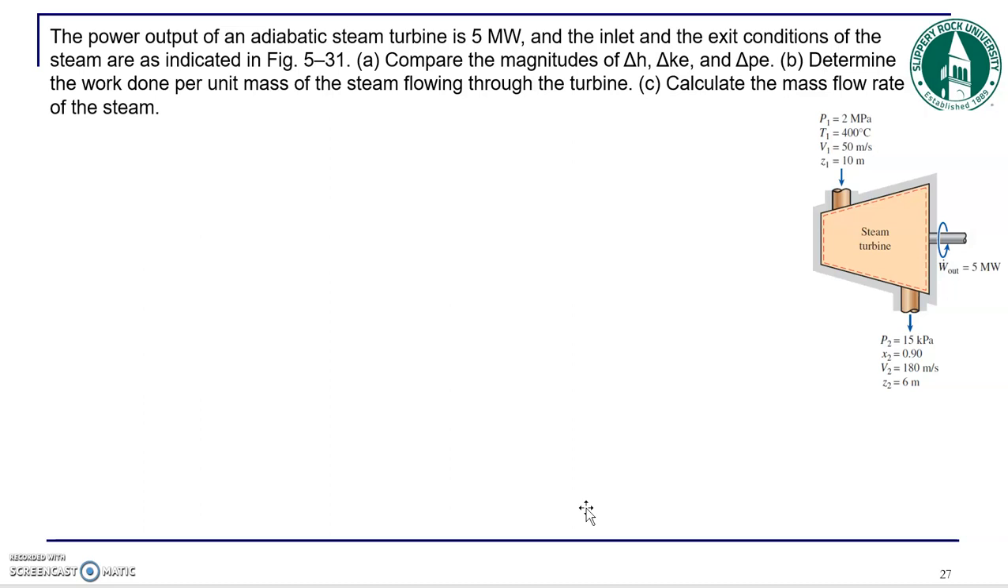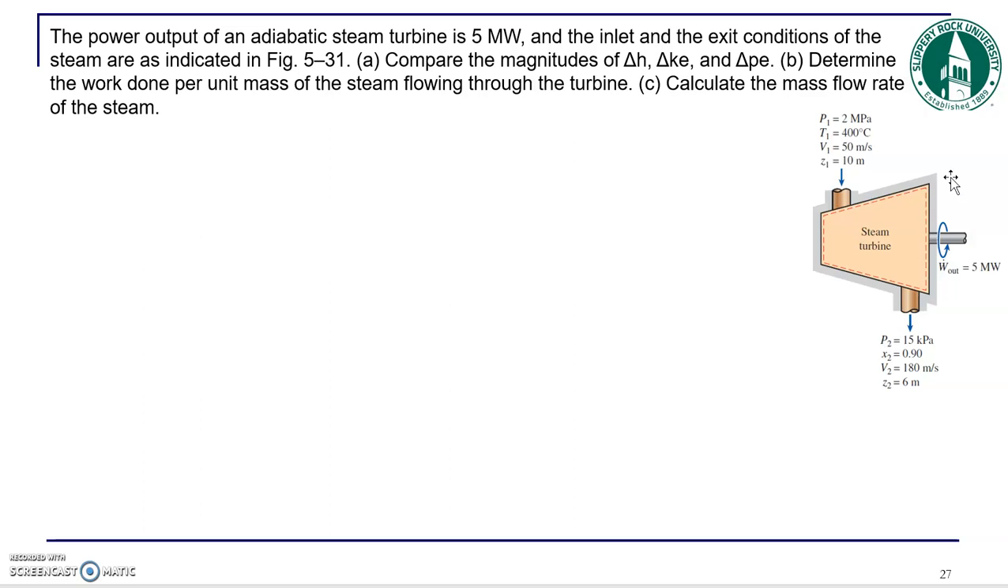You can see what happens to our fluid from the top, which is the entrance of our system. Pressure is 2 megapascal, drops to 15 kilopascal. The turbine drops the pressure of the fluid, and it basically transfers that energy into the work output, which you can see here in this case is 5 megawatts. The temperature changes, the velocity changes, the height in this case, the elevation of the fluid is changing, so we need to consider that. And the goal for the first part of this problem is to calculate the magnitude of change in enthalpy, kinetic energy, and potential energy. So the first part is basically to find what is our change of enthalpy.